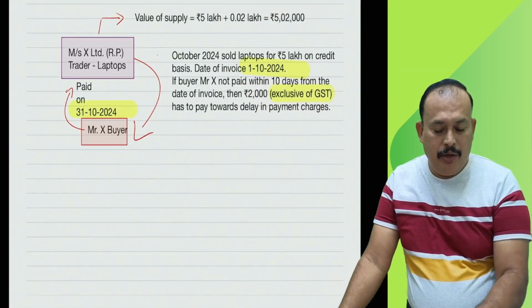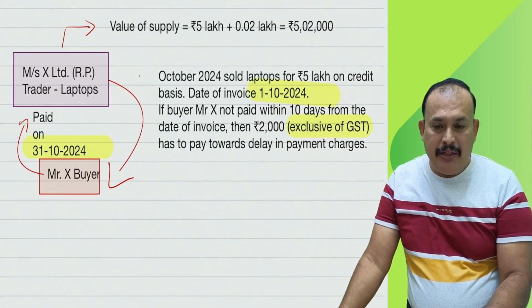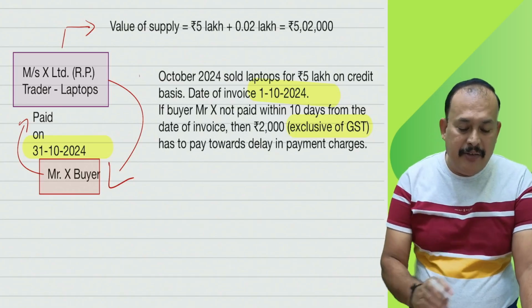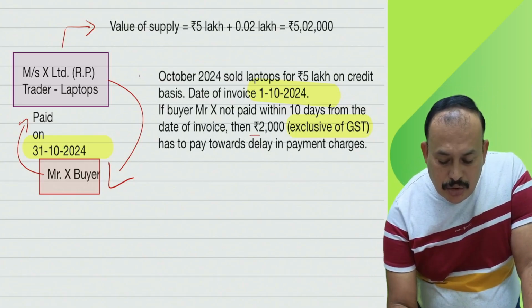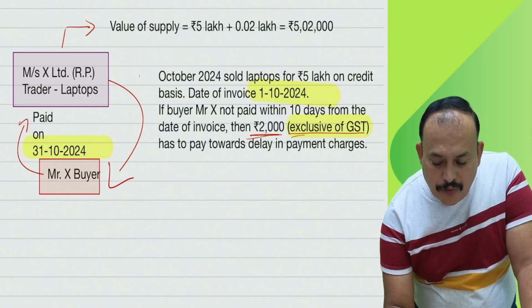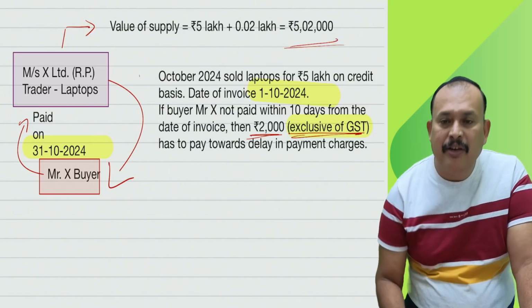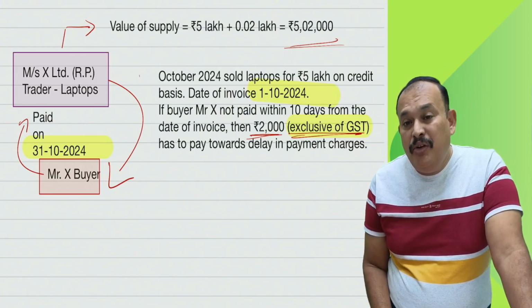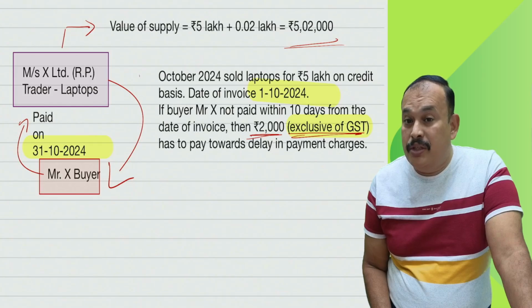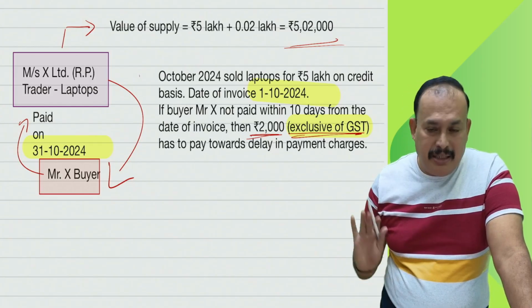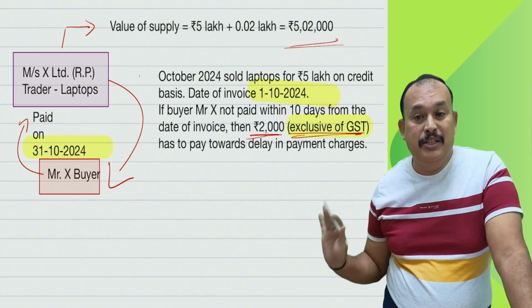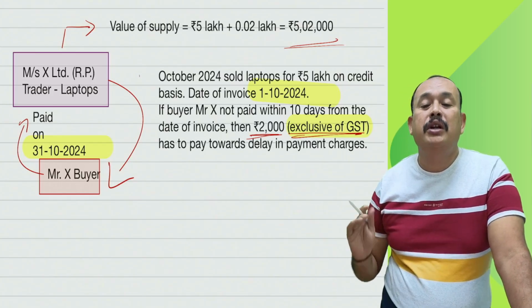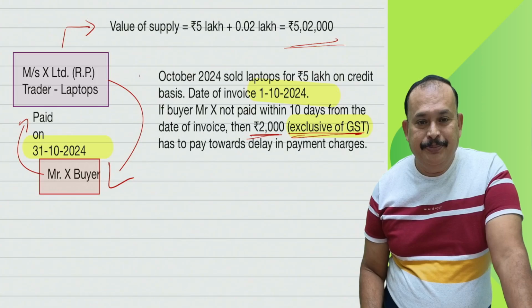No doubt. Again, I'm telling you for information, since the given value of rupees 2000 is exclusive of GST, I have taken it as such and added it in the value of supply. If nothing is specified, we will consider the rupees 2000 on an inclusive basis. But here, it is very clearly specified, exclusive of GST. Therefore, we should not assume an inclusive basis. Is it clear?